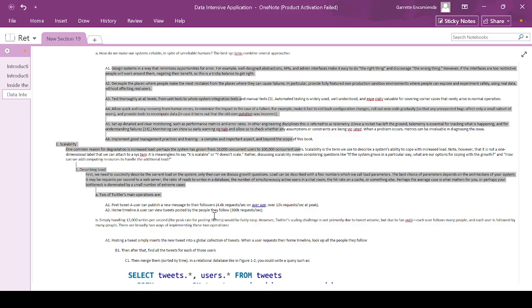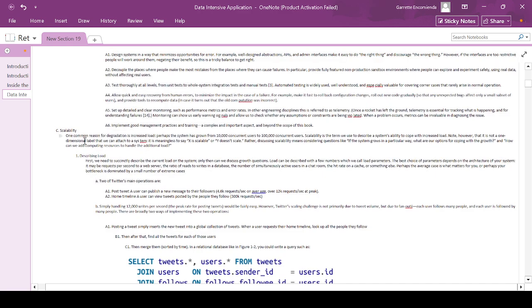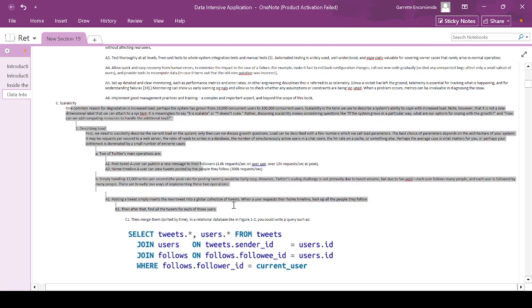And even the simple thing to avoid overloading actually helps them avoid those significant consequences of serving a huge user base. Scalability. One common reason for degradation is increased load.